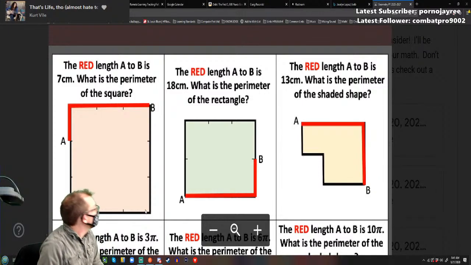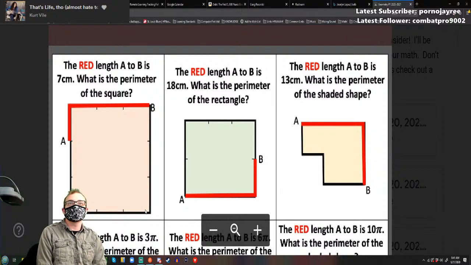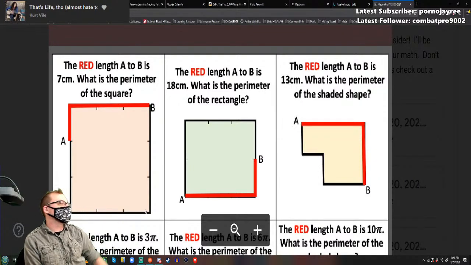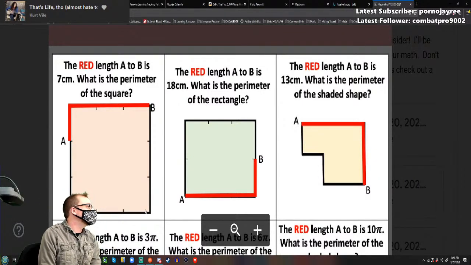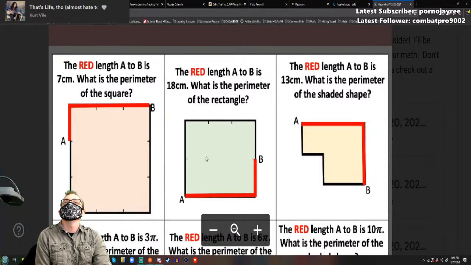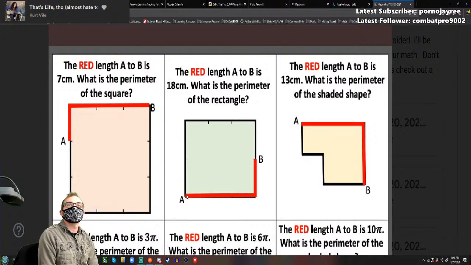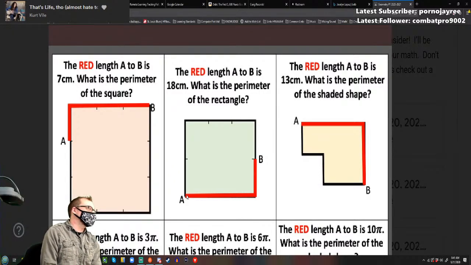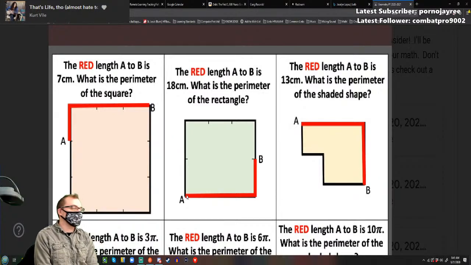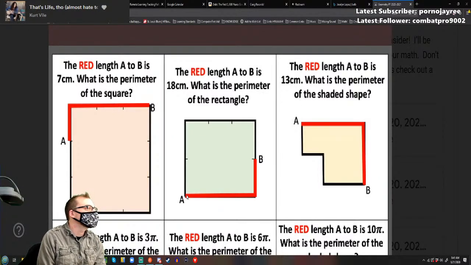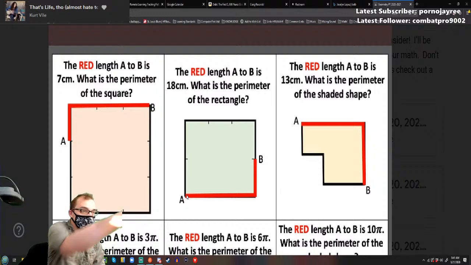All right. The red length, A to B, is 18 centimeters. What's the perimeter of the rectangle? Ooh, rectangle! That's what you said. Rectum, I barely know him. All right, so this length is 18, they're telling us. Fantastic, wonderful. Ooh, great question. Anybody have a conjecture about that? Anybody have a thought? Difference between a rectangle and a square here? How do we know this one's a rectangle? Go!